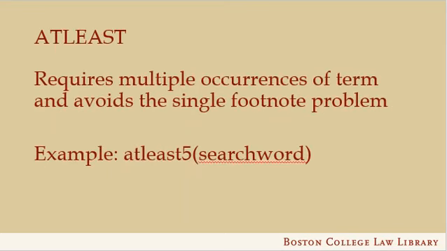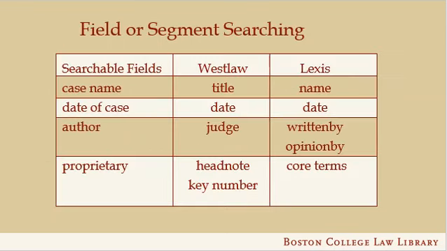Another tool for eliminating irrelevancies is the ATLEAST operator. The worst search I ever ran was a single word search that pulled up 30 documents, all of which had footnotes that said, quote, "This document will not discuss," and there was my search term. To make sure that a subject is actually being discussed as opposed to just mentioned, you can use the ATLEAST operator to require your search term to have multiple occurrences in the documents retrieved. And you can set the number at least 2 or 3 or 5 or whatever you think will eliminate the casual mentions but include the true discussions.